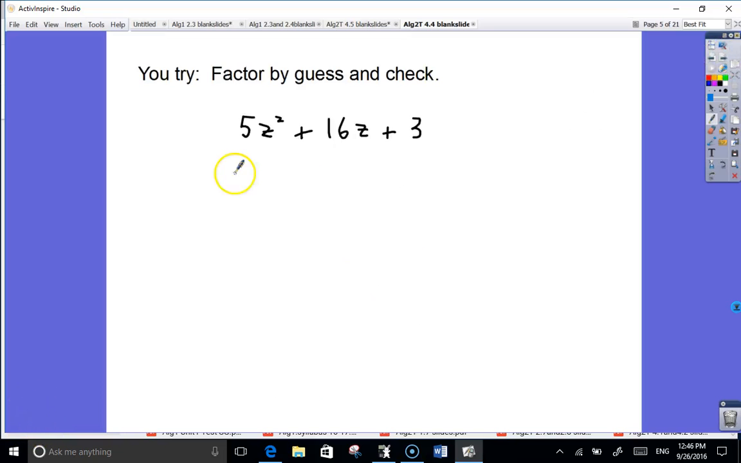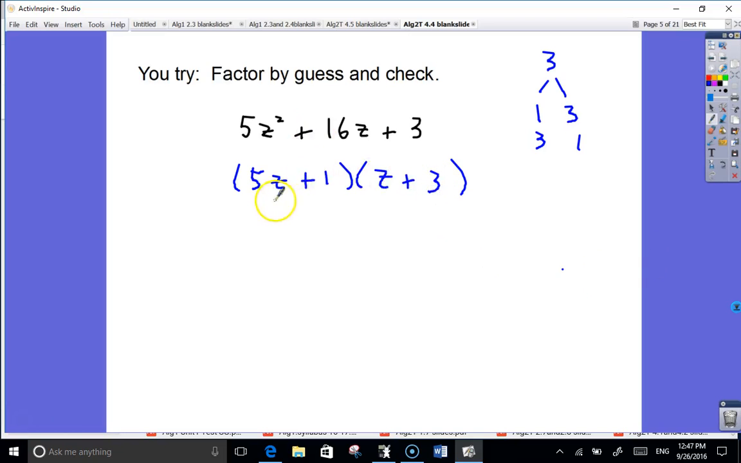We don't have many possibilities here, right? For the first terms, we always start with positives. So let's say 5z times z, that'll give me 5z squared. And there's only 2 possibilities for 3, right? We could make it 1 times 3 or 3 times 1. You just have to play with it to see which one gives me the right middle term. It's always about the middle term. And which one was it? It should have been 1 there and 3 there. Now you can see that you get 5z times 3 is 15z plus 1z, there's your 16z.